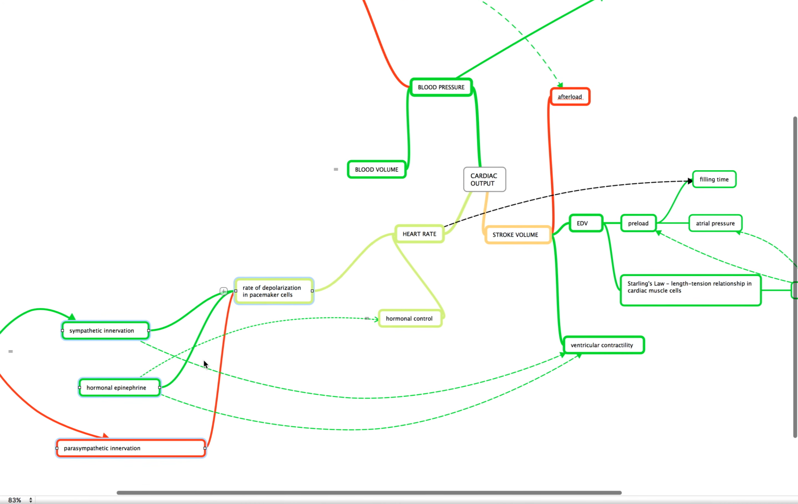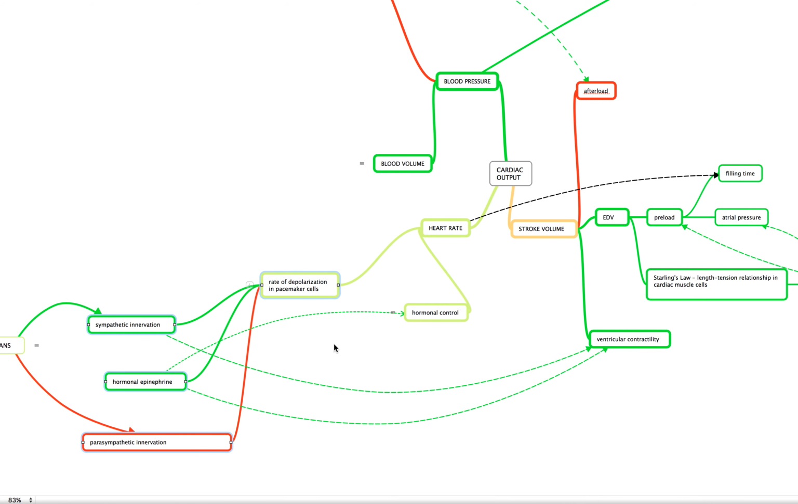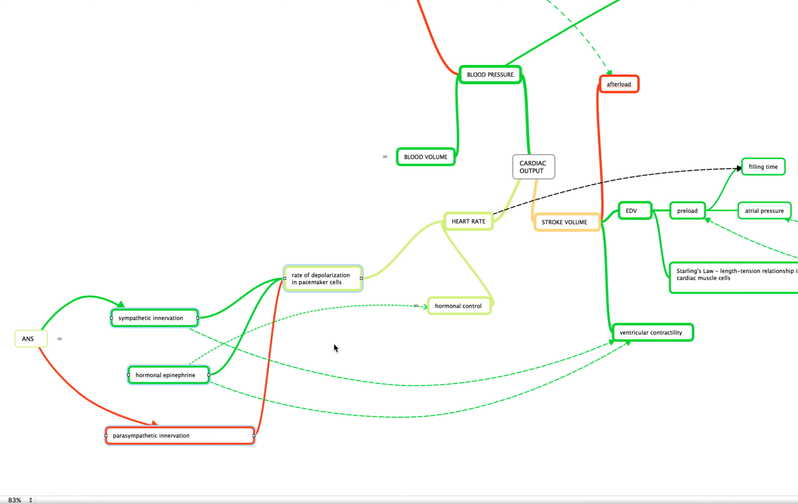Okay, so the rate of depolarization in pacemaker cells, remember that without the nervous system attached, they depolarize about 100 times per minute. But please note that with sympathetic innervation, it's going to increase the rate of depolarization. Same with hormonal epinephrine, right, which would of course have been released because of sympathetic stimulation. So that would increase the rate of depolarization and therefore increase the heart rate.